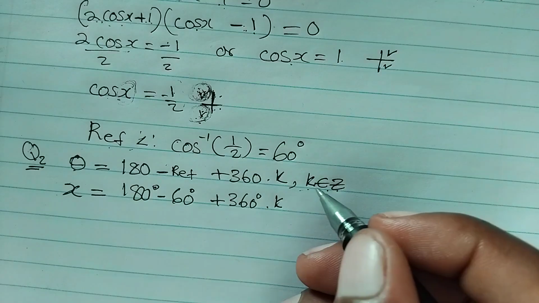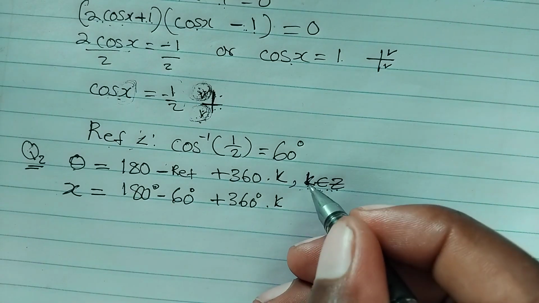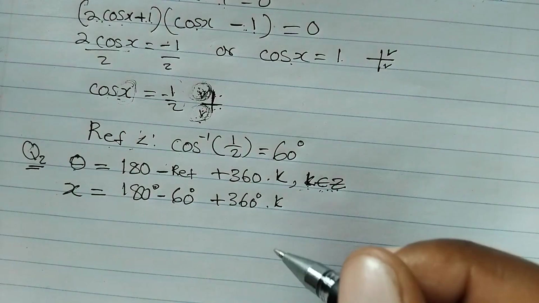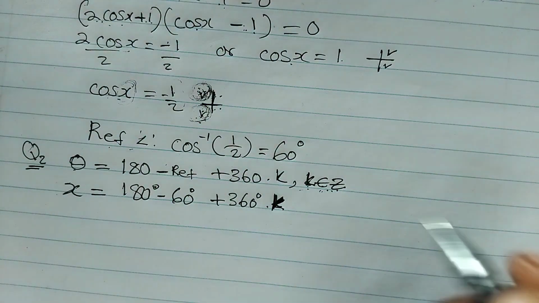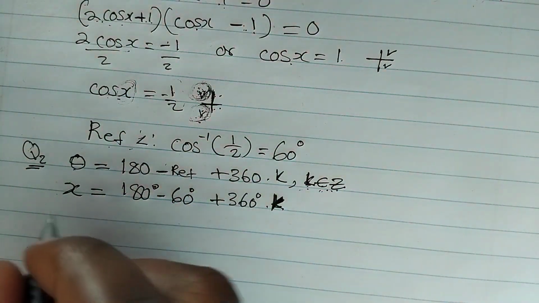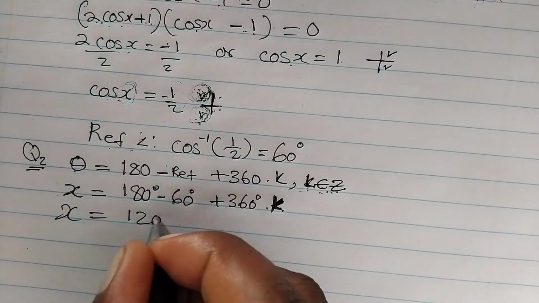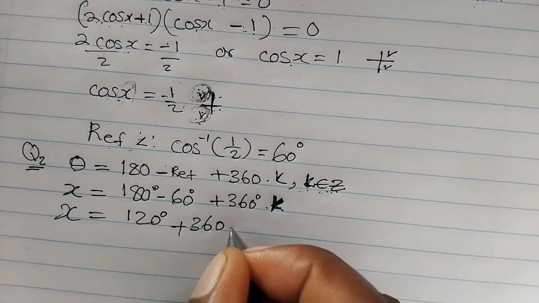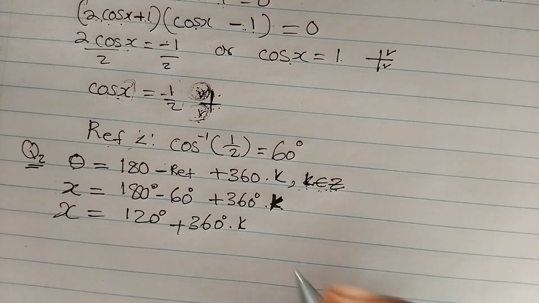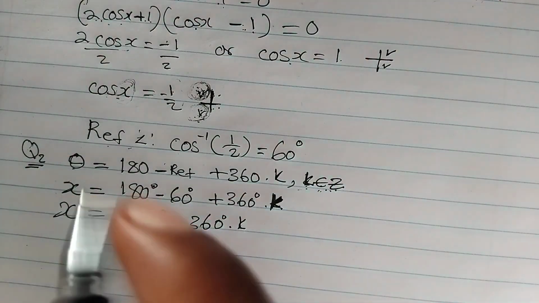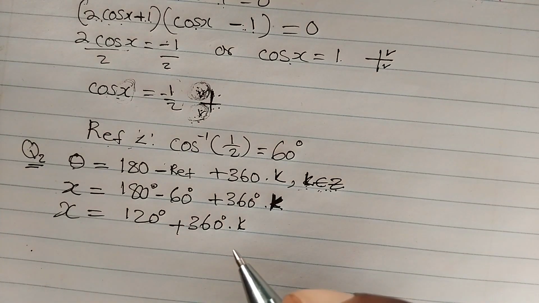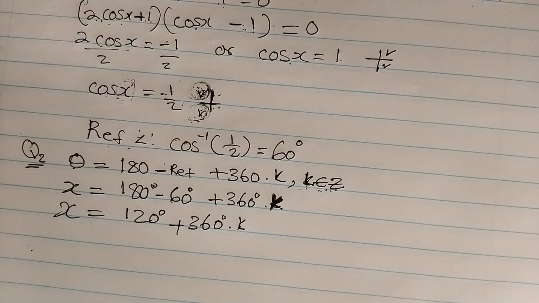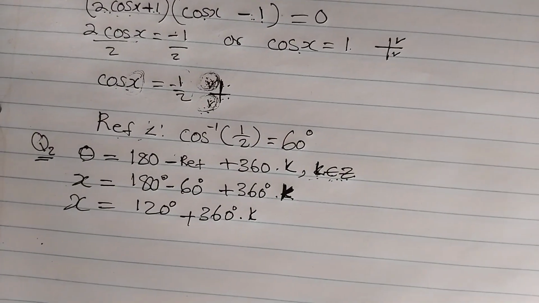It's important for you to tell them what k is. K is an element of integers, so that we can have the actual values of x. So this will be x equal to 120 degrees plus 360 times k. So that's the answer for quadrant 2. We can do quadrant 3, but it's not necessary for us to do that. But for learning purposes, let's just do everything.